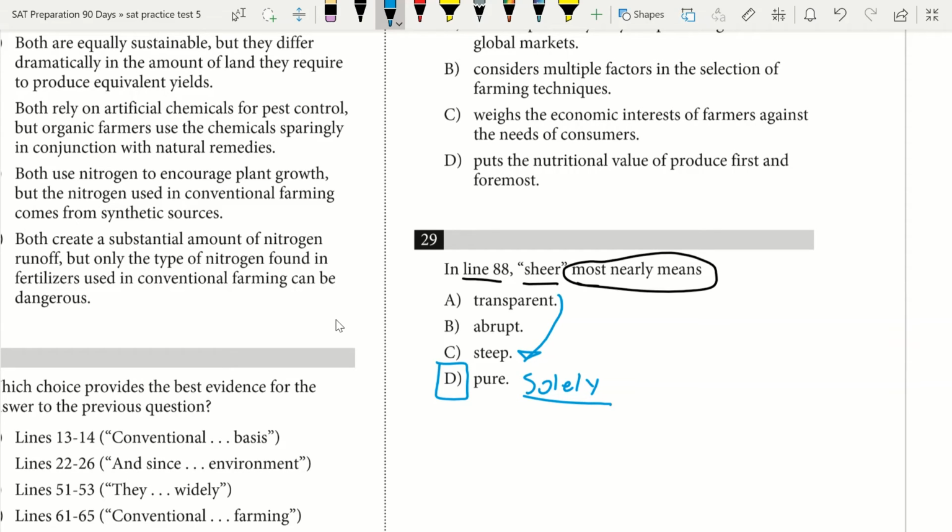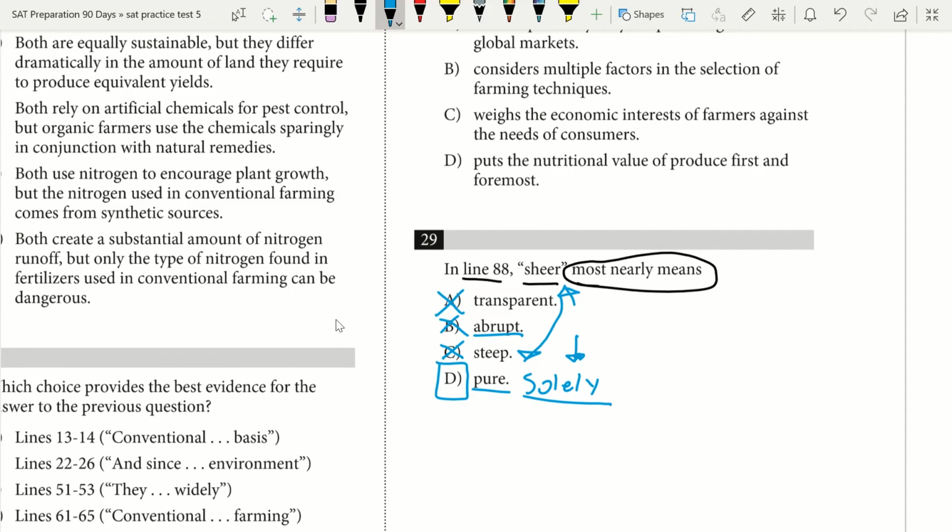Option A, transparent. We wouldn't describe them as transparent calories because transparent essentially means see-through, and that's not a good way to describe the calories. Abrupt calories, we wouldn't describe calories as abrupt. Steep, we would not describe calories as steep either. We want something that's showing that they are sheer calories or only calories. That's all we're looking at. They are pure calories. There's only calories that we are considering.